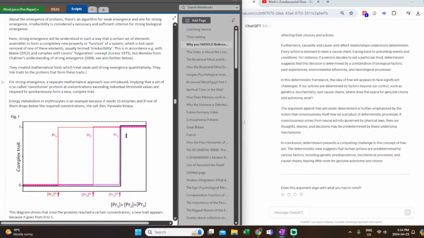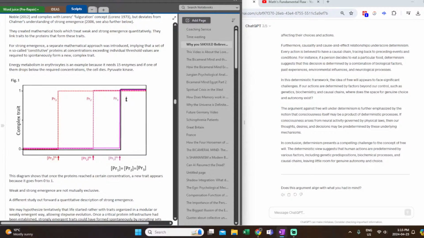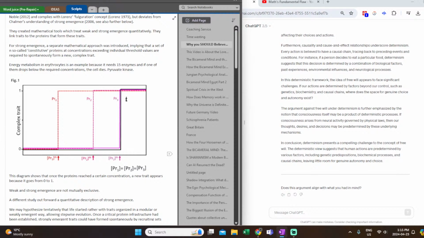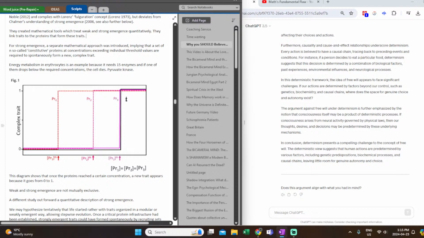So for strong emergence, a separate mathematical approach was introduced, implying that a set of n so-called constitutive proteins at concentrations exceeding individual threshold values are required to spontaneously form a new complex trait. So you can imagine here, there's this complex trait, and either the protein doesn't have it or it does have it. And what this shows is that it's only when all of these constituent amino acids are at a very specific concentration that this new trait emerges. Okay? So it goes from a state of 0 to 1.